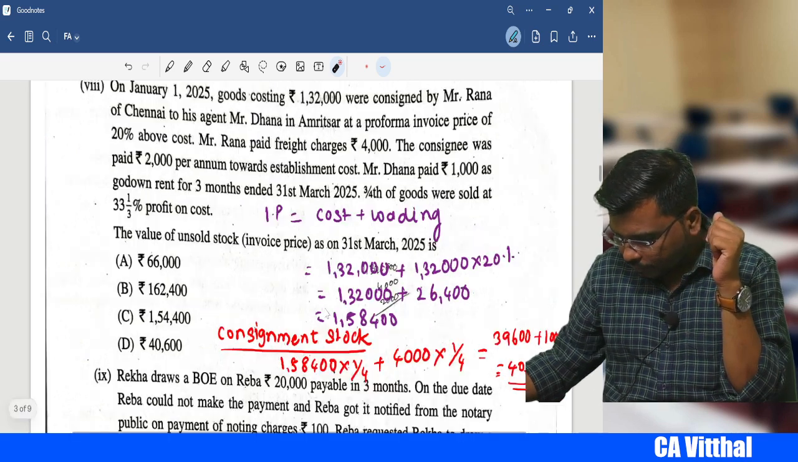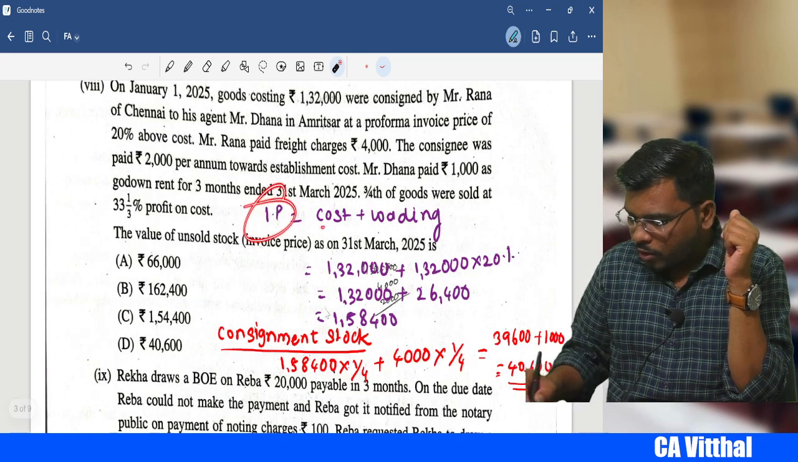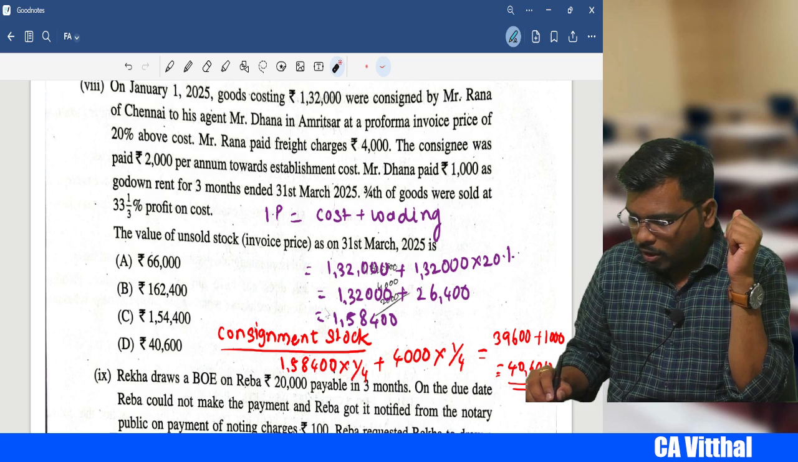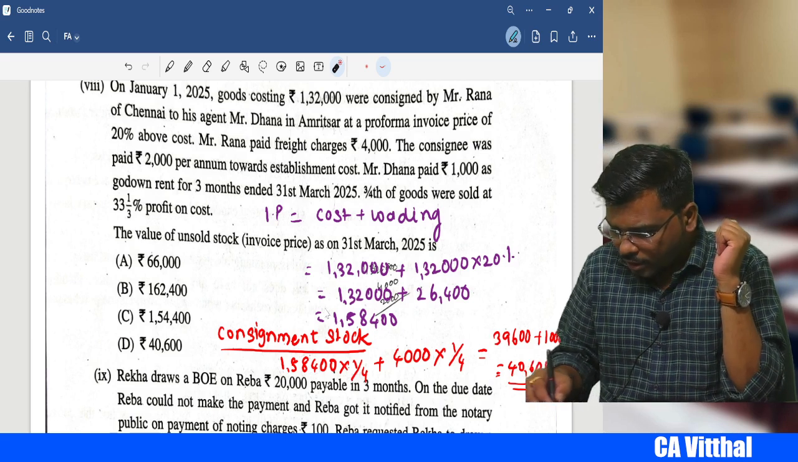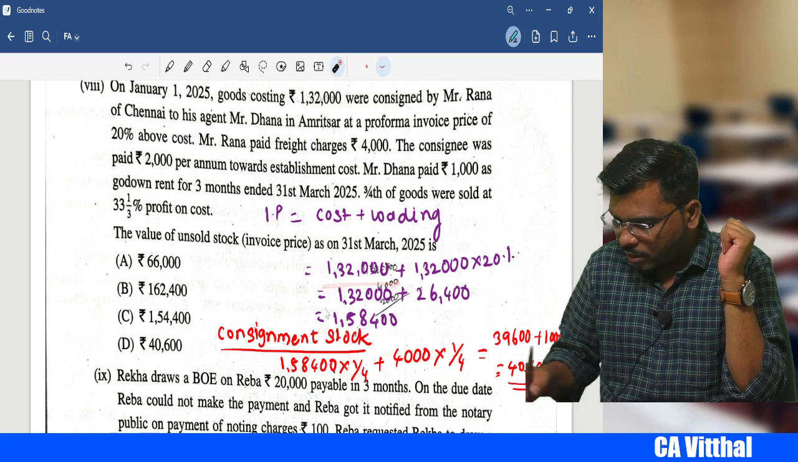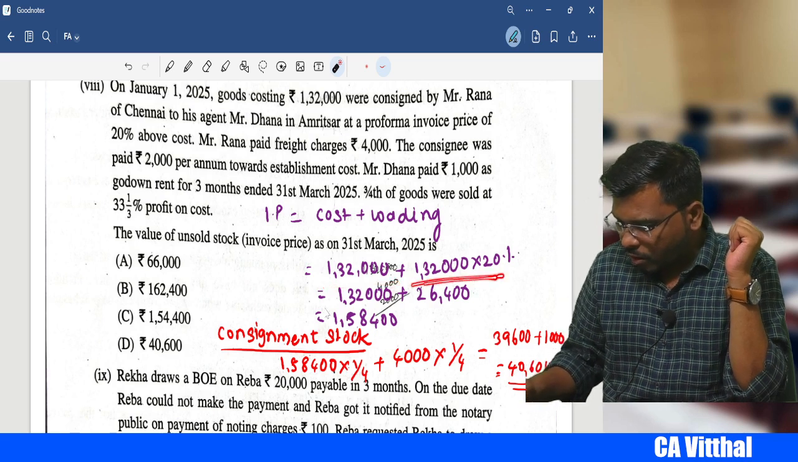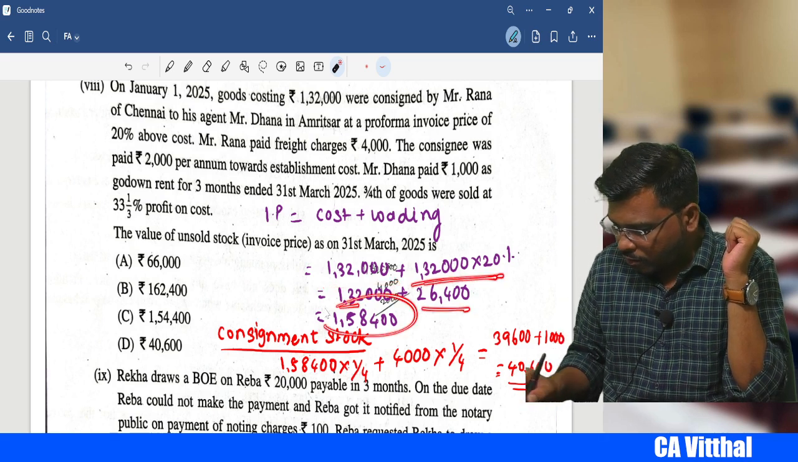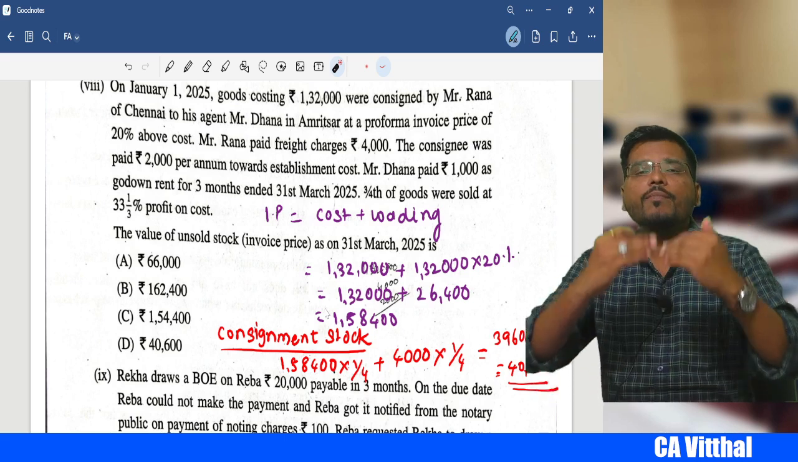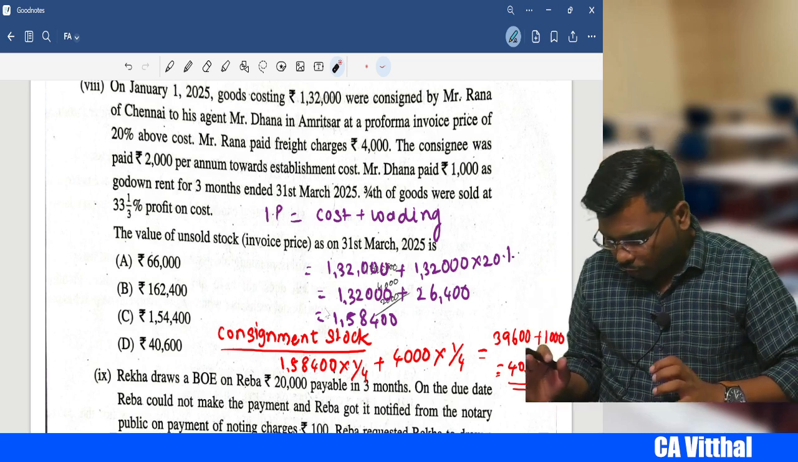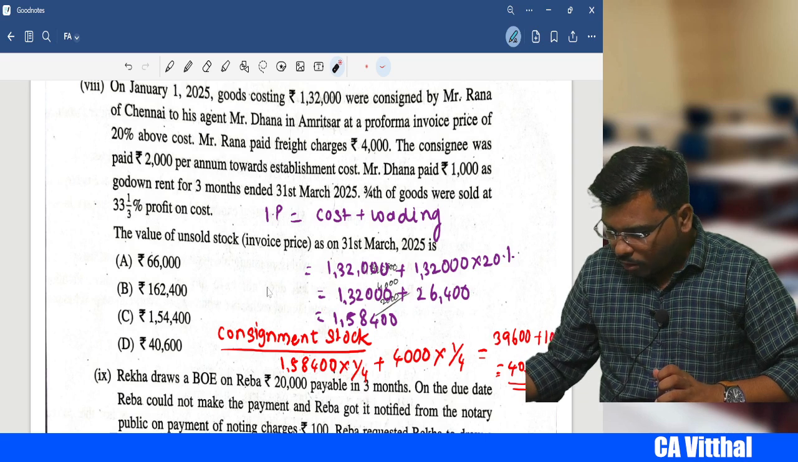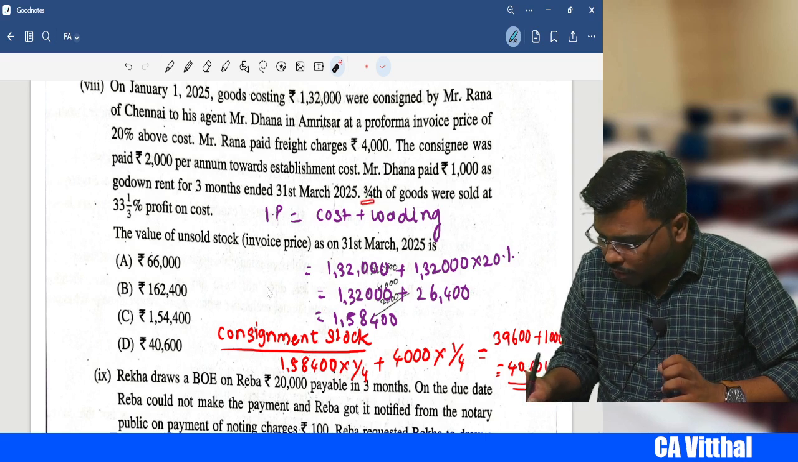Let's see. So what is the invoice price, my dear student? Cost plus loading, right? Let's say cost is 100, loading is 20%, so 120. So cost is how much, my dear student? 1,32,000. Loading is how much? 20% on cost. So cost plus loading, you get the total invoice price of the consignment goods, which is 1,58,400, right? Okay. Now out of that, how much goods did he sell, sir?